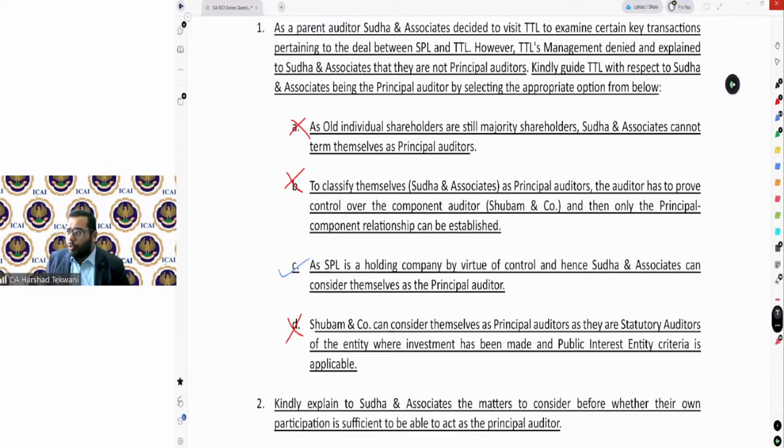Come on, guys. So, what are the areas that Sudha and Associates should consider before they can finalize that their participation is sufficient to be able to act as a principal auditor? Now, if I have to ask you, are you comfortable being a principal auditor? What things will you consider before you give me an answer of yes or no? What are the matters that are required to be considered here? Come on, guys.